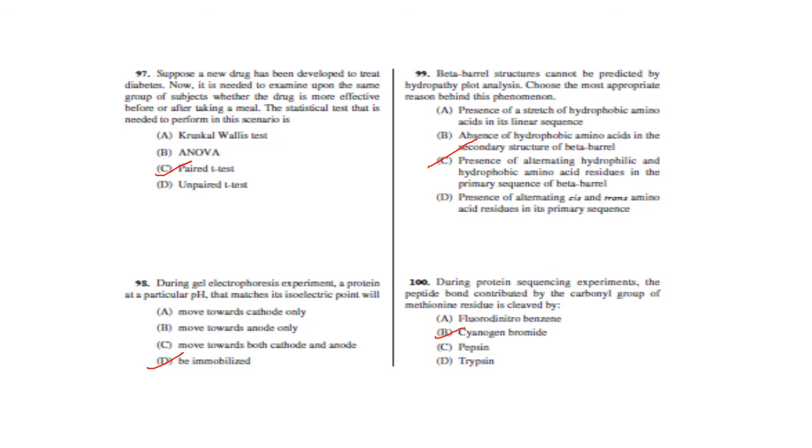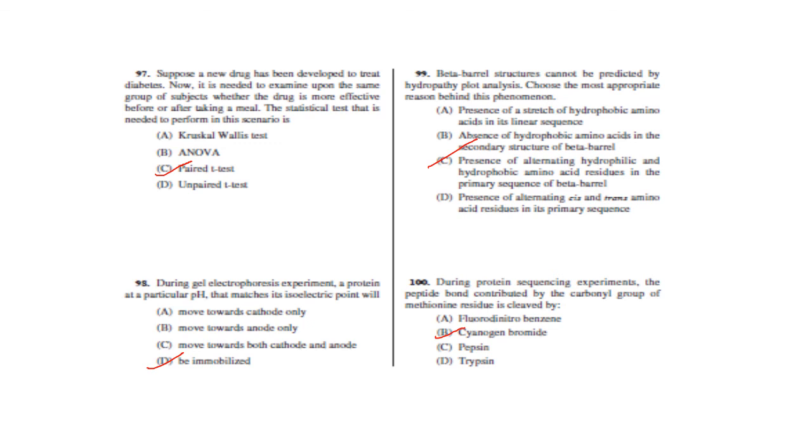Then next one. Beta barrel structures cannot be predicted by hydropathy plot analysis. Choose the most appropriate reason behind this phenomenon. So the presence of alternating hydrophilic and hydrophobic amino acid residues in the primary sequence of beta barrel. That is the most appropriate answer. So answer is option C.